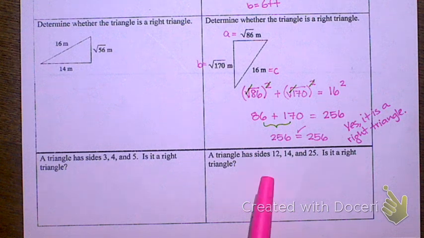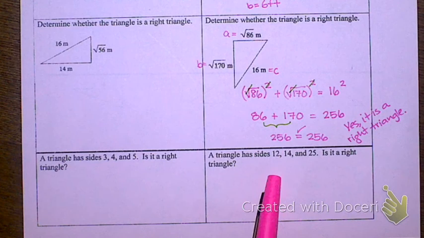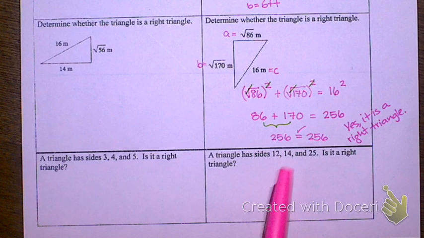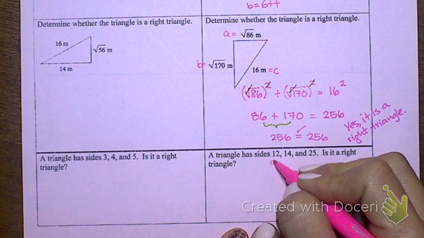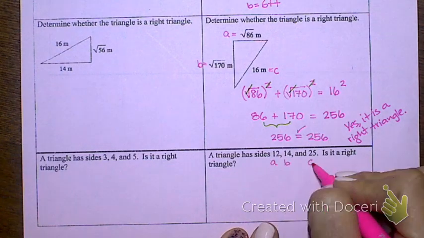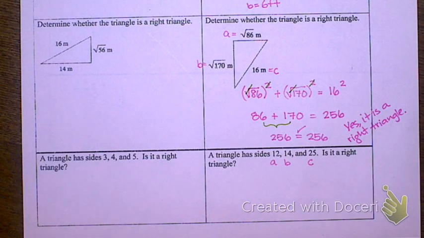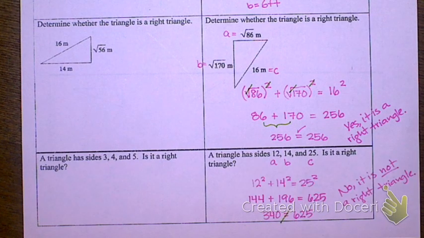The next one didn't give you a drawing, it just gave you some numbers. None of the numbers are in square roots, so it's pretty easy to see which one's A, B, and C. So why don't you guys try plugging those in? Remember, C is the longest number, right? Try plugging those into your formula and check if it's a right triangle. Okay, so check your work on that one.